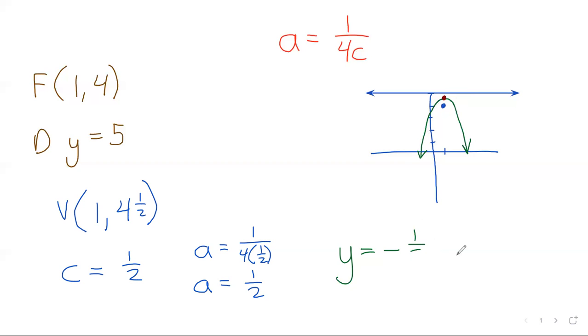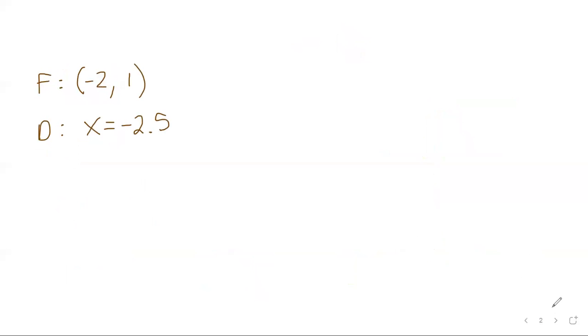So a is 1/2, and then we're just following vertex form here. x minus 1, which is the x coordinate of the vertex, squared, plus 4.5, which is the y coordinate. And so that right there is the equation of the parabola that is also defined by this focus and this directrix. So let's try this with another set of a focus and a directrix.